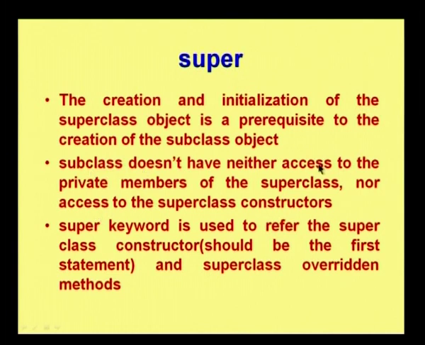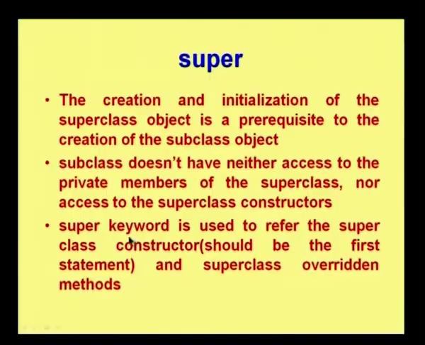Next, the subclass has access neither to the private members of the superclass, which we have already discussed, nor to the superclass constructor. It means that your superclass constructor cannot be inherited; by default it will not be available. So it becomes the responsibility of the person writing the constructor for your derived class to access the base class constructor. If you do not access it explicitly, then implicitly the default constructor of your base class will be called, provided you have a default constructor in your base class.